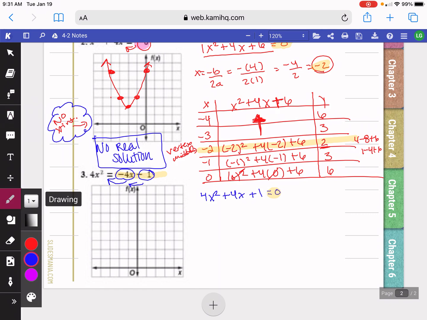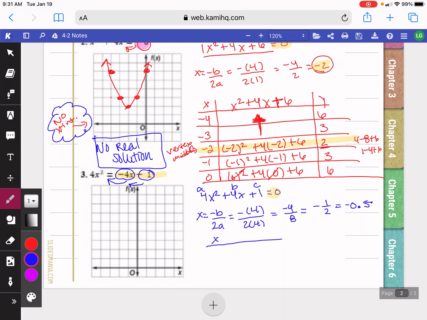My next step would be to find the axis of symmetry. So I'm going to use the formula negative b over 2a. Here my b is 4. My a is also 4. So I get negative 4 over 8, or, if I write this as a fraction, negative 1/2. If you want to write it as a decimal, it's negative 0.5. I'm going to write it as a decimal for now.